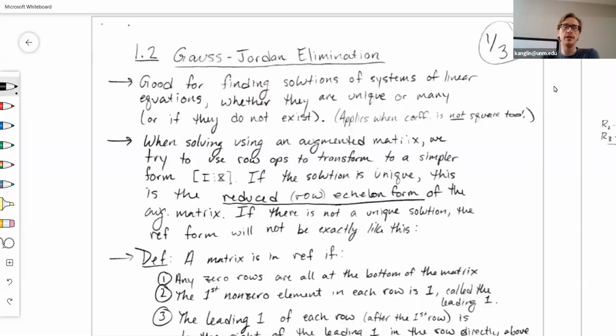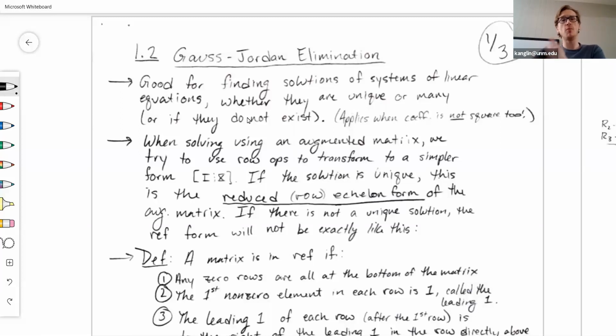Hi there, and welcome to the lecture video for section 1.2 on the topic of Gauss-Jordan elimination. We saw a little bit about this process, this Gauss-Jordan elimination in the last video. We saw that it is good for finding solutions of systems of linear equations. That's what we used it for.